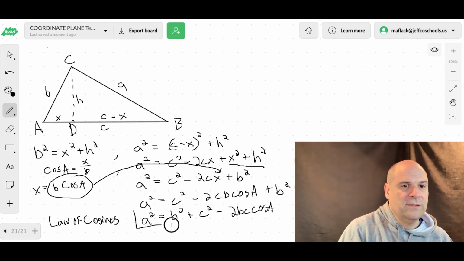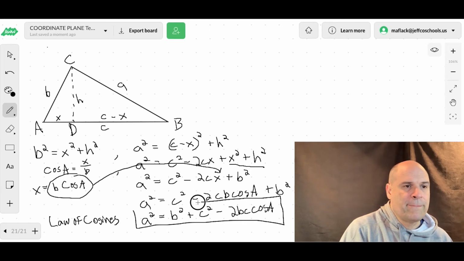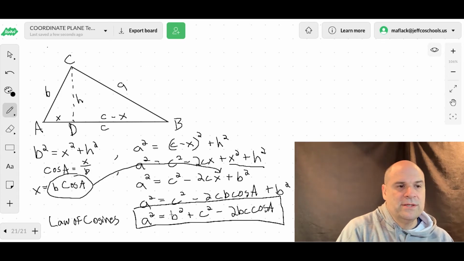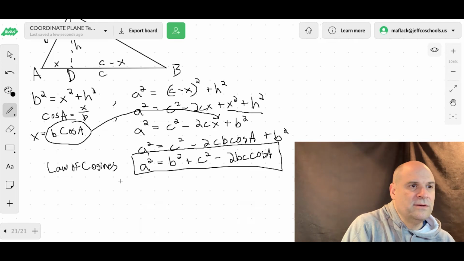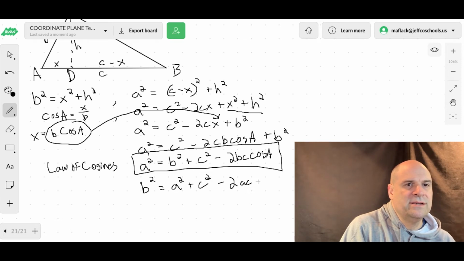Okay, right here. So you notice that basically this A corresponds with this angle A, and this B and C correspond with this guy here. So we can write it like that. We can also write it like this. So our law of cosines can also be this. B squared equals A squared plus C squared minus 2AC cosine of B.